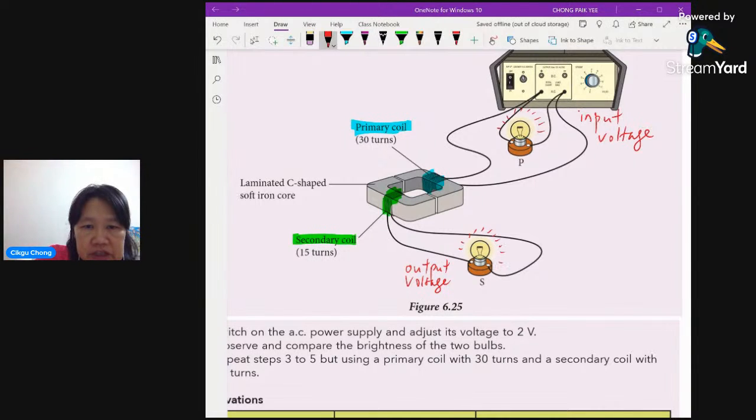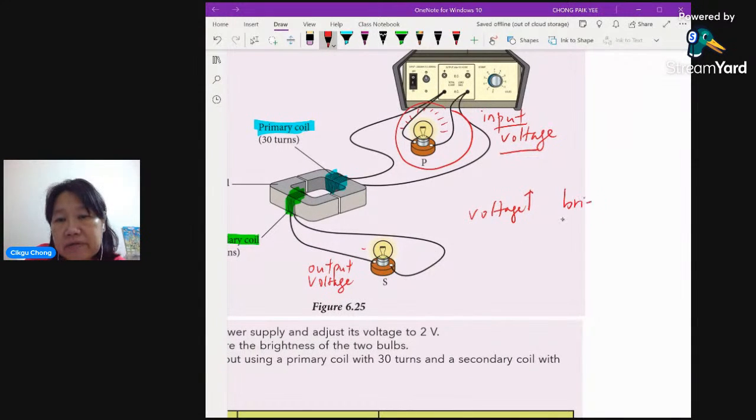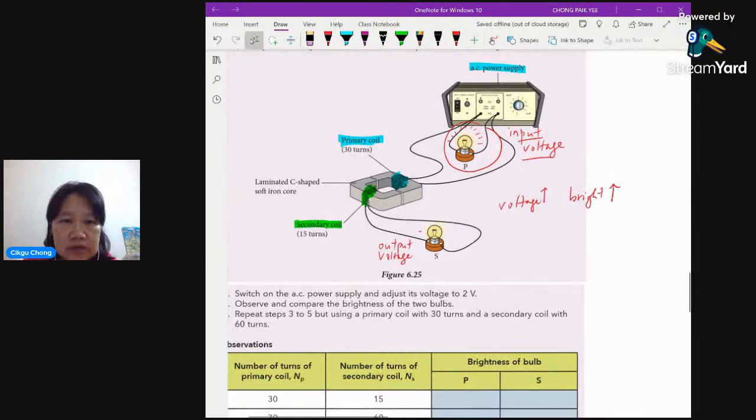If the output voltage is high, higher than your input voltage, this S bulb should be brighter than your P. If your input voltage is higher than the output voltage, then the P should be brighter than the S. So remember here, when we're talking about the voltage, when the voltage is high, that means your bulb will be bright. And when the voltage is low, then your bulb will not be so bright.